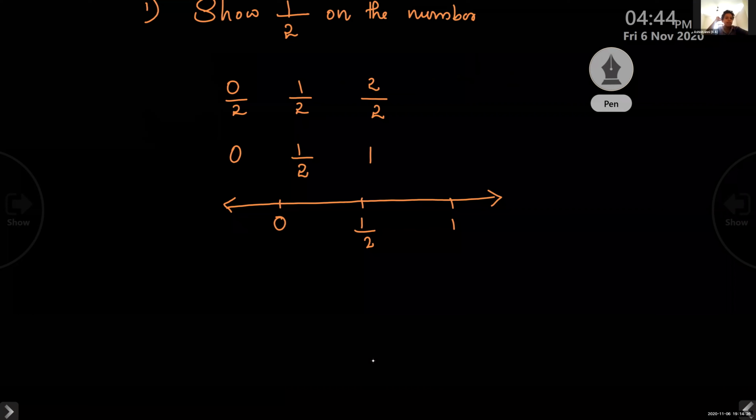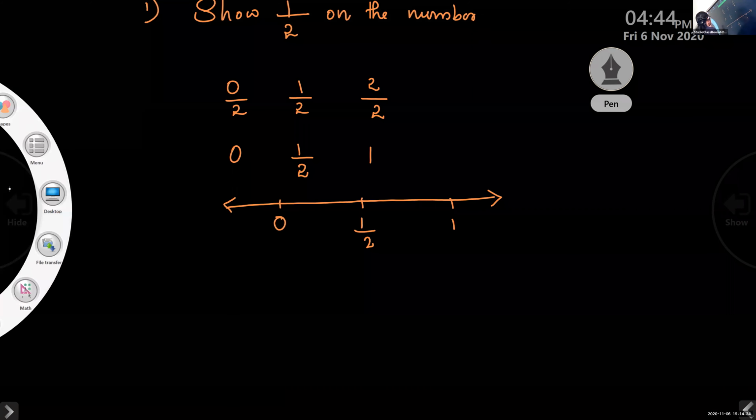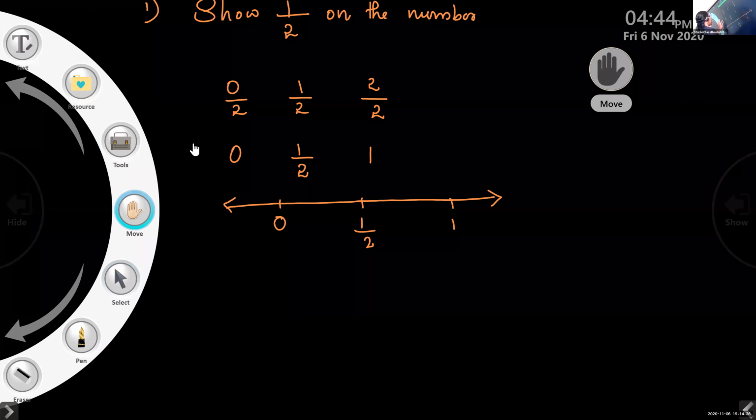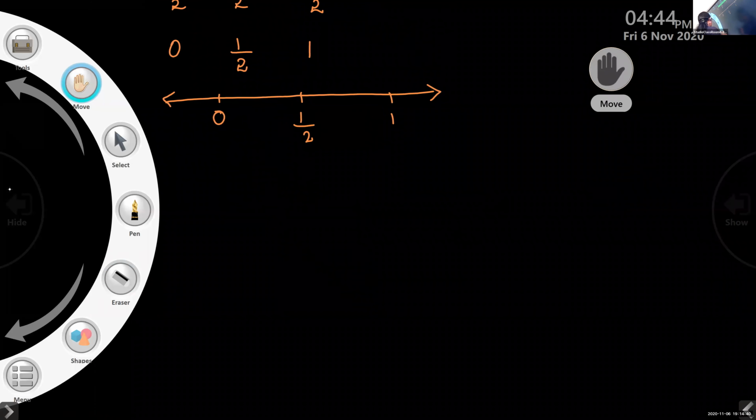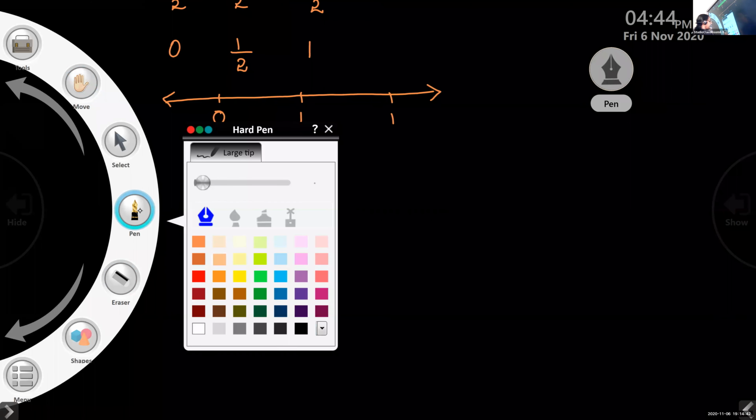Ma'am, first we have to check the denominator. Then we have to write the numbers up to the denominator, starting from 0. Okay, wait. I'll give the second question. I'll show it, I'm not erasing.